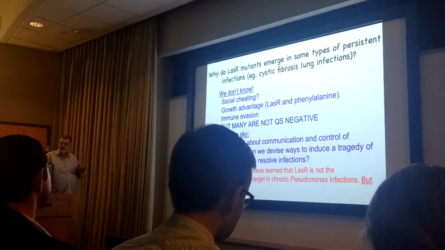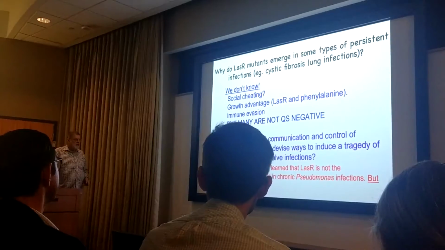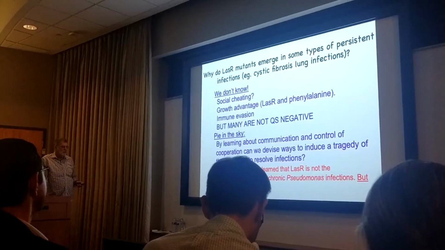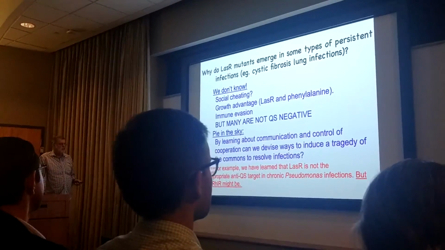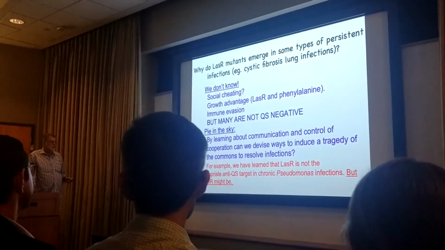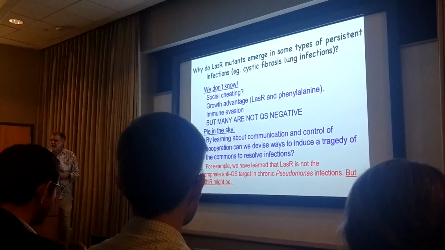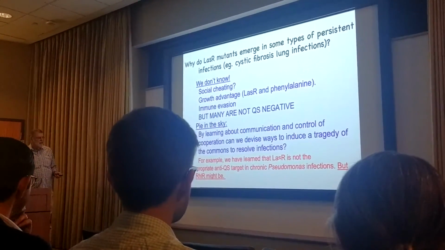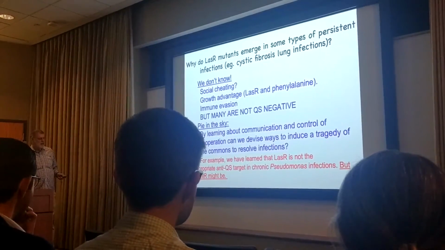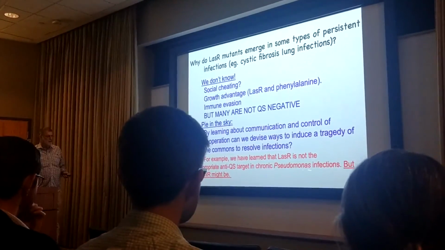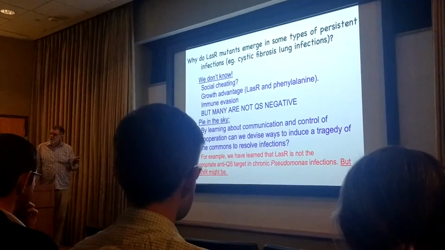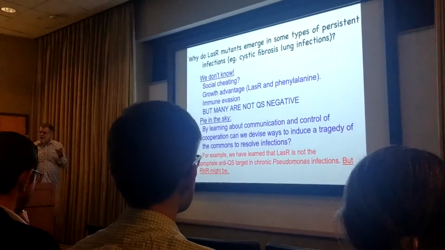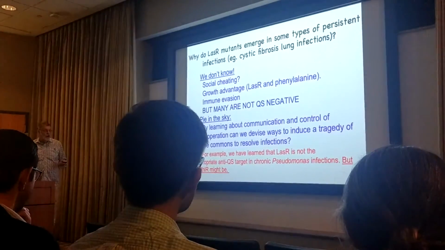The pie in the sky, the idea is that if we learn enough about this kind of sociality, about communication and control of cooperation, we'll be able to actually devise ways to induce tragedies of the commons in natural environments, like in infections. I told you that we learned that LasR isn't an appropriate anti-quorum sensing target in chronic Pseudomonas infections, but RhlR may be. RhlR mutants don't occur in these chronic infections, and we have a plausible explanation for why not.